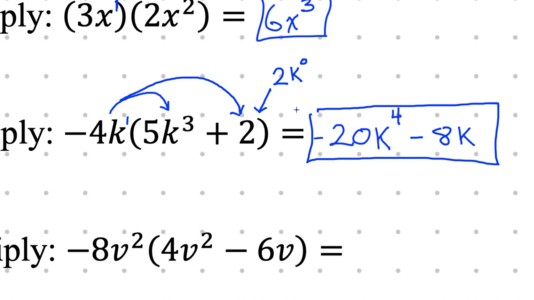Question, Kira. How are you done, like, 20k to the 4th? Couldn't you combine 20k and 8k to get negative 28? Okay, that's a great question. I want someone else to answer that. Can't we just combine those terms? Is it because you're subtracting? Possibly. It depends on what your interpretation is.